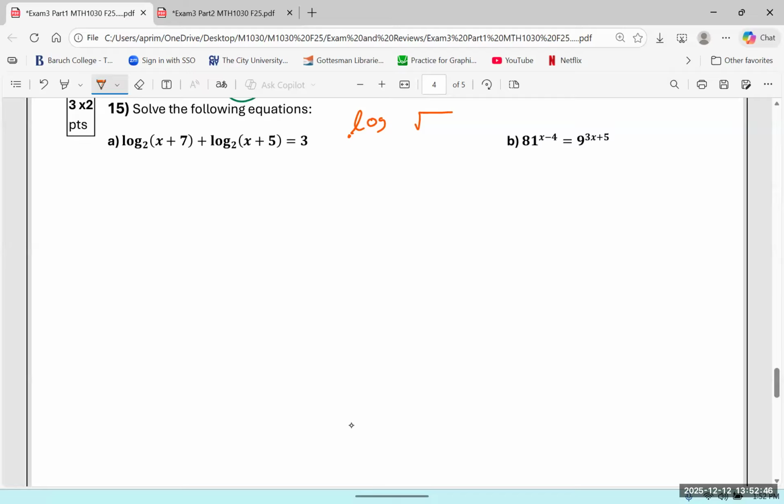In the final exam, usually they give both or at least one of them from exponential or log. For exponential, you just have to solve it, no need to check. But for log or radical, you always have to check your work.